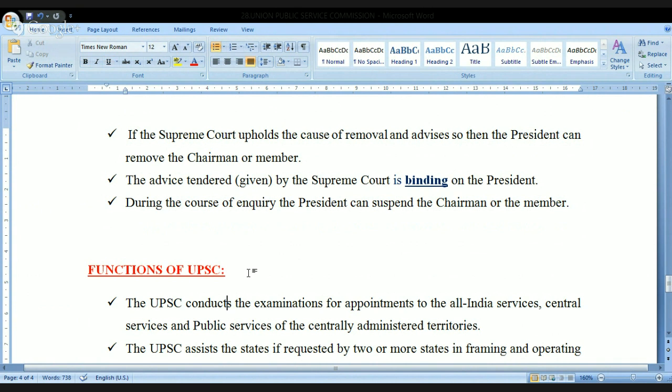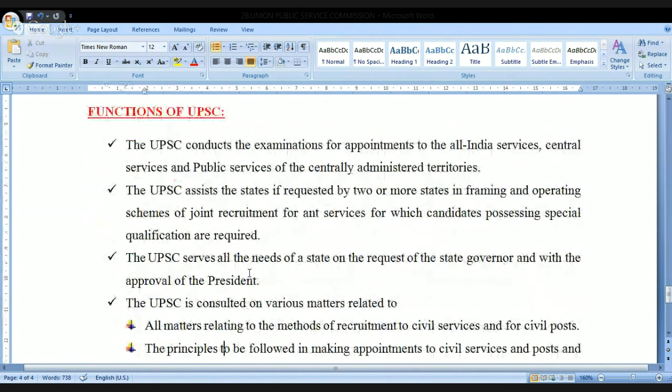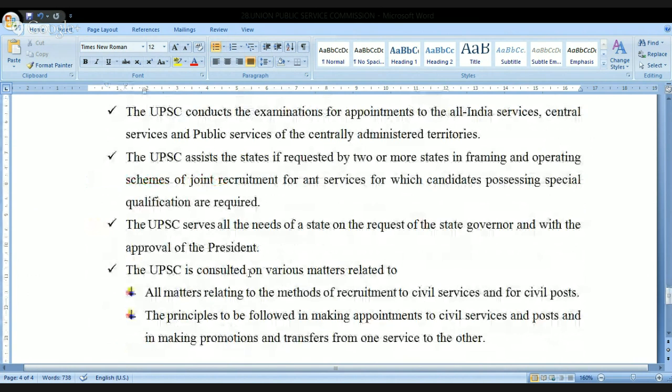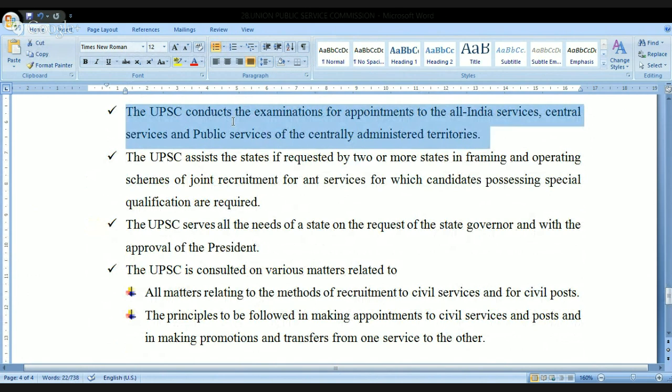Last one we'll see here. What are the functions of the UPSC? Simple points. The most important function is conducting the examination. Look at this. The UPSC conducts the examinations for appointments to the All India services, central services, and public services of the centrally administered territories, meaning the union territories.